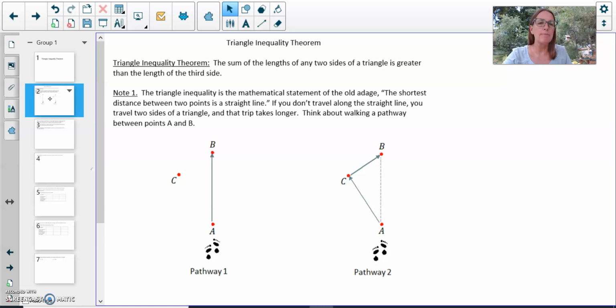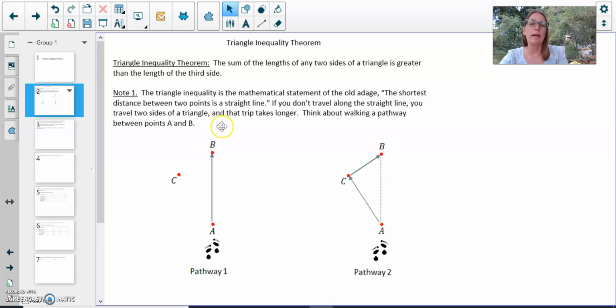The shortest distance between two points is a straight line. And that's what pathway 1 is showing. To go from A to B, the shortest path is to go directly from A to B. If you don't travel along the straight line, you travel along two sides of a triangle, and that makes the trip longer. So think about walking a pathway between points A and B.